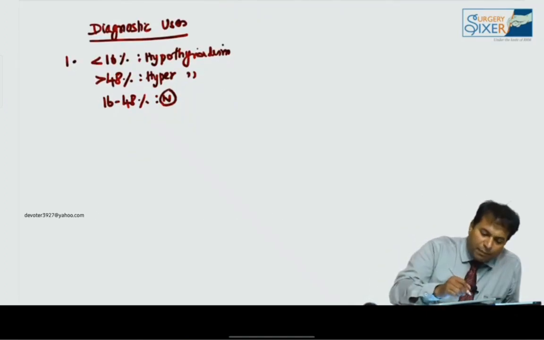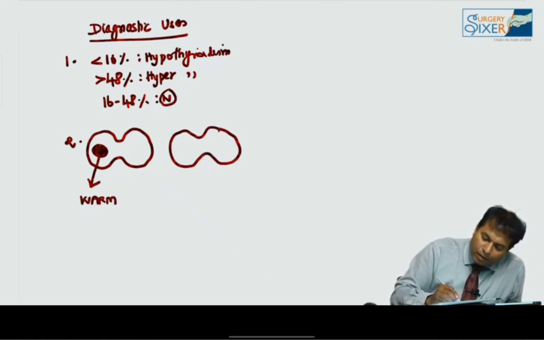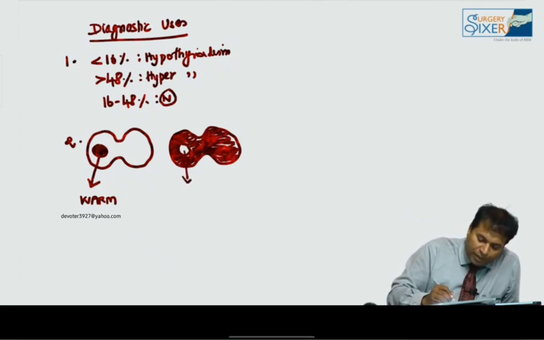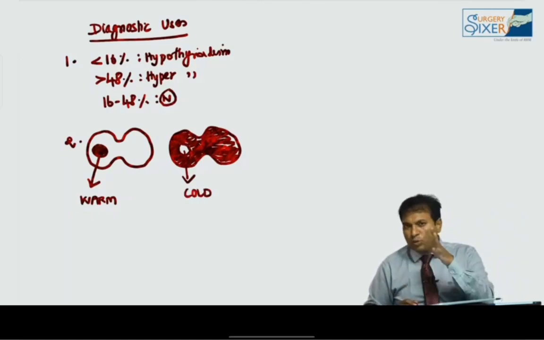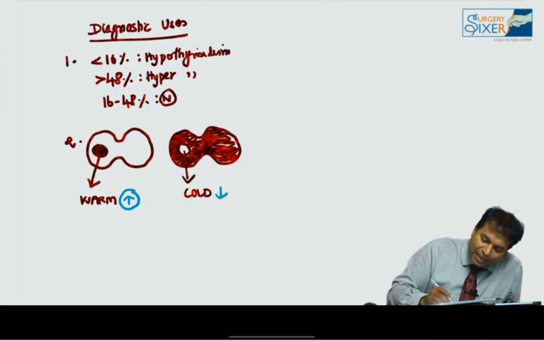Number 2: if there is a nodule in the thyroid gland, we can see whether it is a warm nodule or a cold nodule. A cold nodule is a nodule which has less activity than the surrounding thyroid tissue. Please remember, New Bailey now mentions only 2 nodules, warm and cold. There are no other nodules like hot nodules mentioned now. A warm nodule has increased activity than the surrounding tissue. A cold nodule has decreased activity than the surrounding tissue.